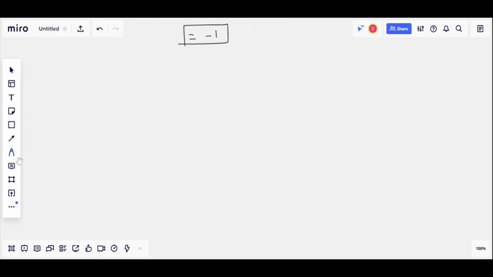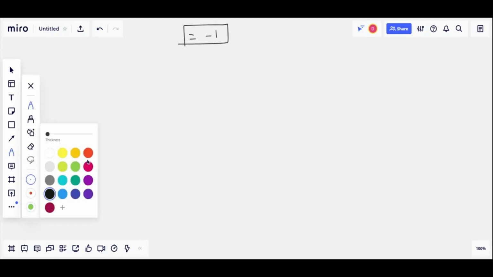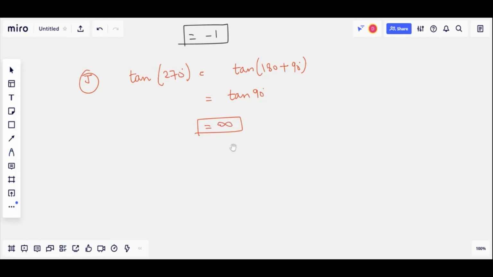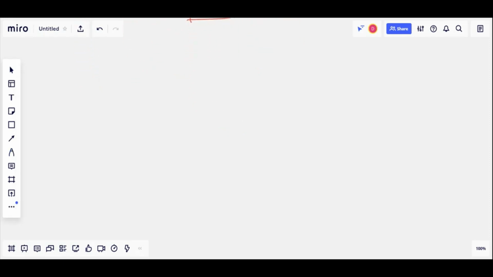Let's talk about the last one in this particular concept. This one says that we have tan of 270. Tan of 270 can be written as tan of 180 plus 90. Since the time period of tan is 180, this is nothing but tan of 90, and tan 90 is infinity. So the answer for this one is infinity. So these were the examples on odd, even, and the periodic property of the trigonometric functions.